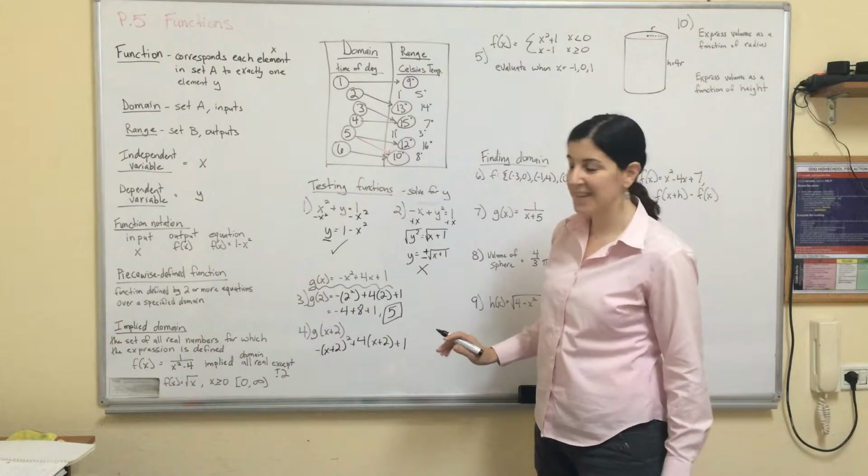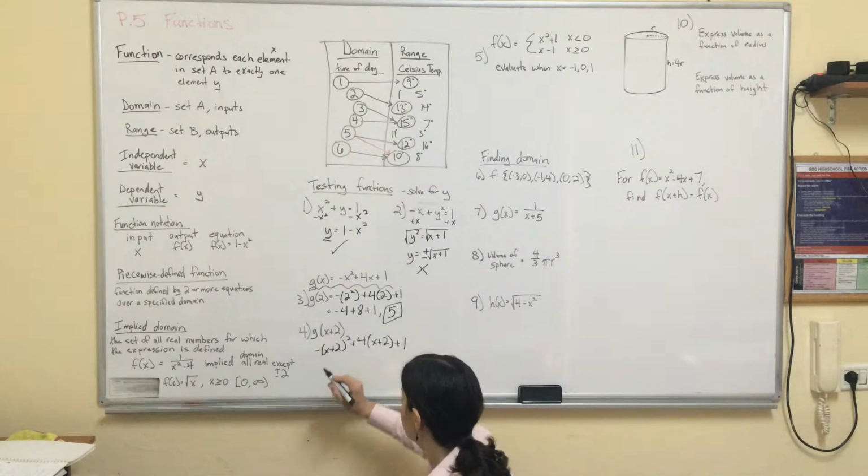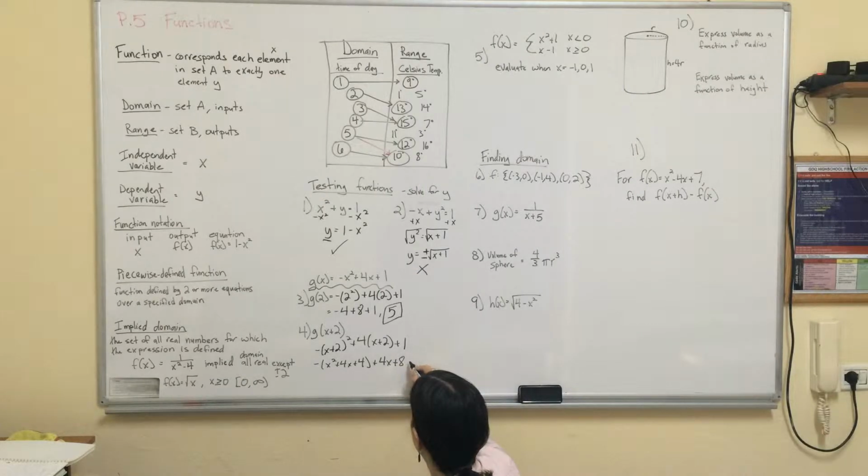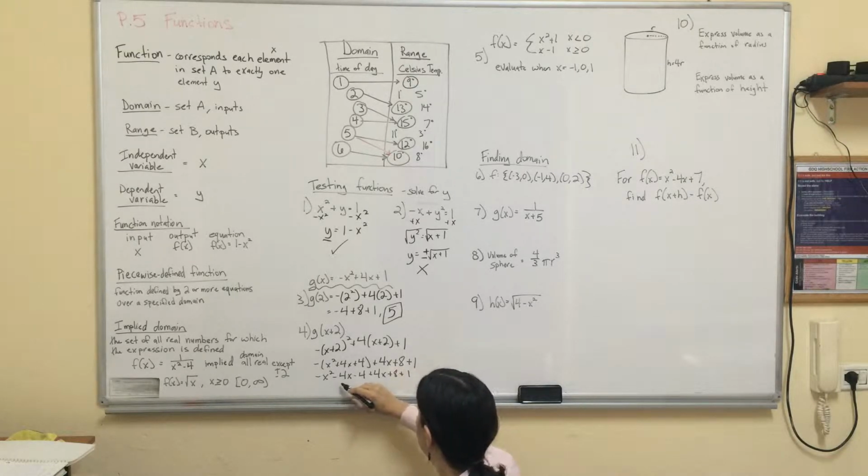Okay, you can't just leave it like this though, we've got to simplify it. So if we do this, I'm going to multiply this one out, so we have x squared plus 4x plus 4 plus 4x plus 8 plus 1. So if we multiply out this negative throughout this, it's going to change my signs on everything inside. Plus 8 plus 1. Okay, so then I have my negative x squared.